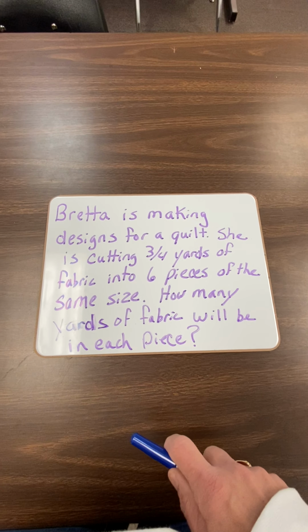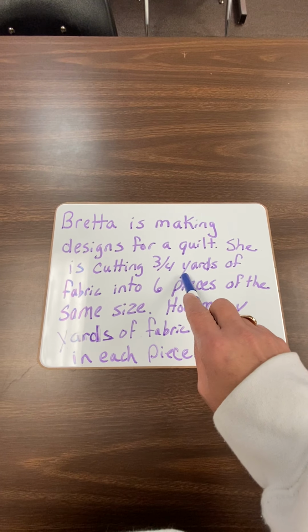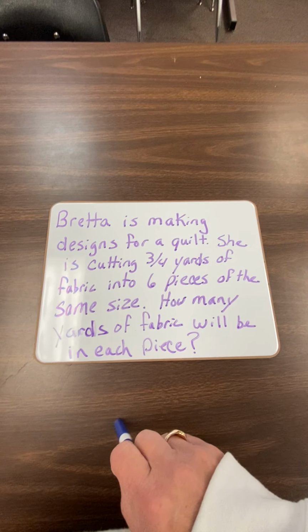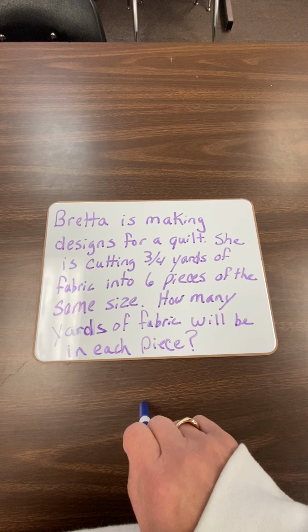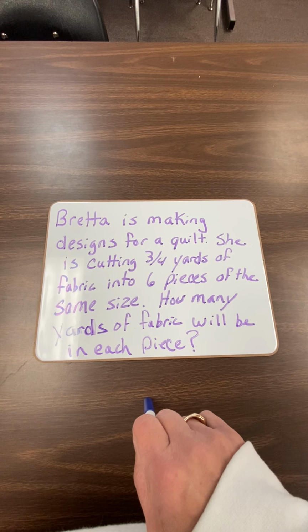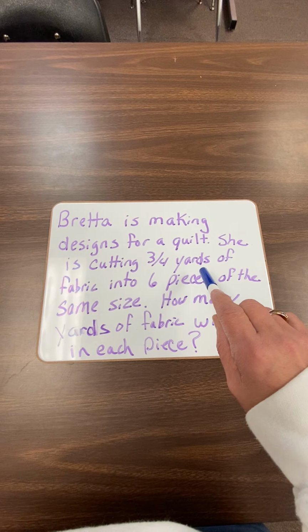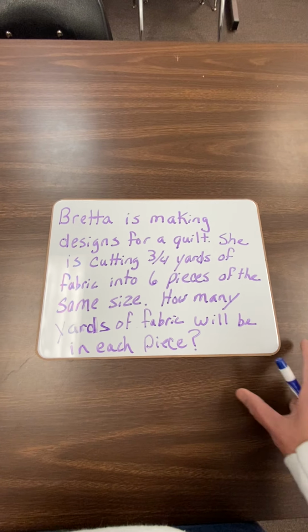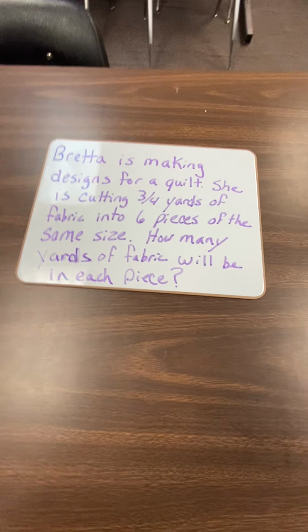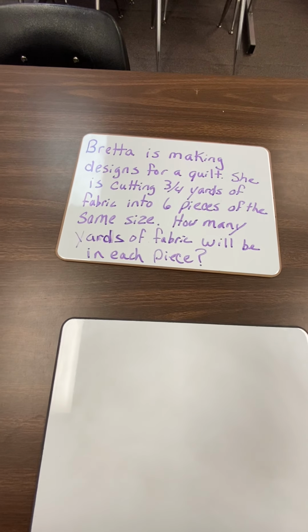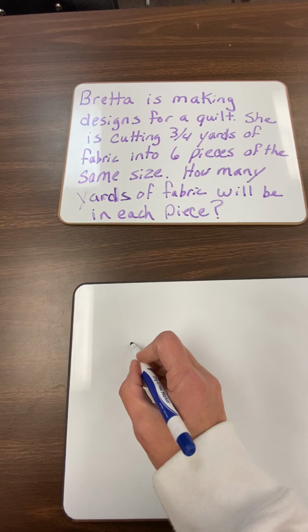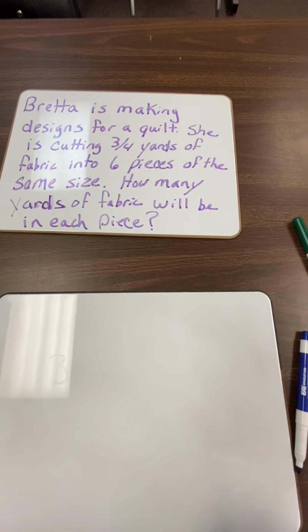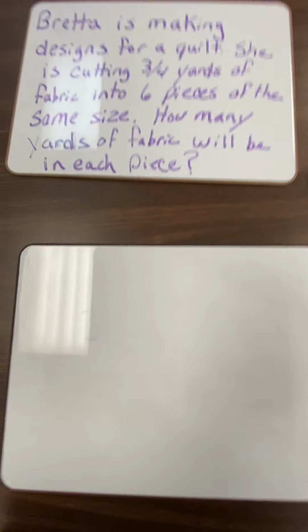Okay, so if she is cutting 3/4 yards into 6 pieces, what are we going to have to do? What's the key thing right there? Cutting 3/4 into 6 pieces of the same size. So what are we going to be doing? We are going to be taking 3/4 and dividing it by how many pieces is she cutting it into?